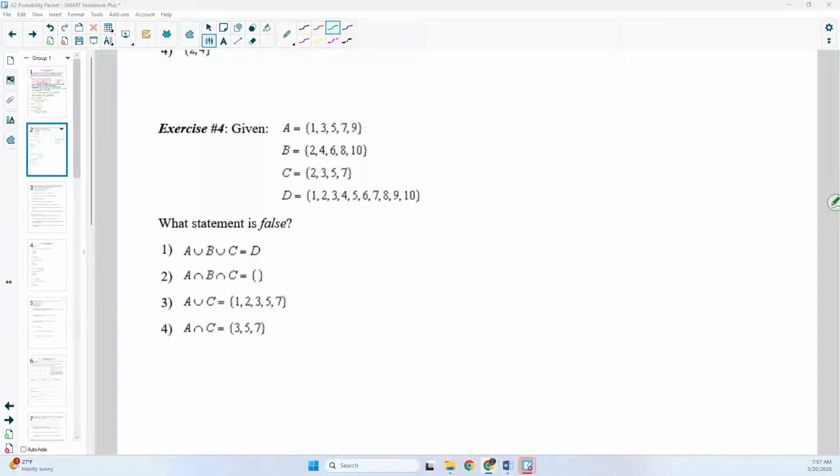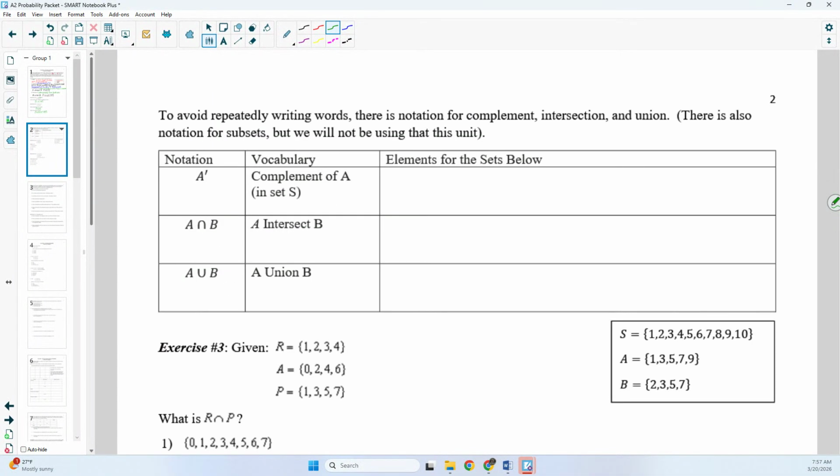So we're now going to look at some notation we use. We're on page 2 for complement, intersection, and union. First off, we don't really like to write words in math, and it is faster, you'll see, to write it this way. So when I want to say the complement of a set, I put a little prime next to it. It's just like a little apostrophe. So if we talk about the complement of A, we would say A prime.